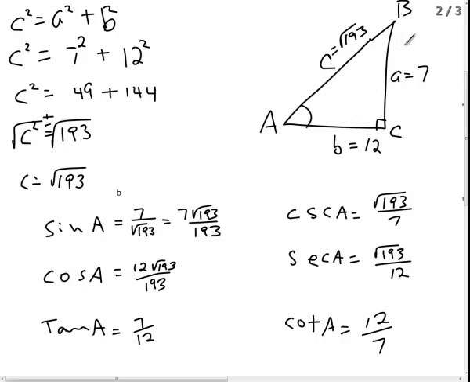Sydney? 12, right. And then 12 over square root of 193. Okay? Any questions with that?